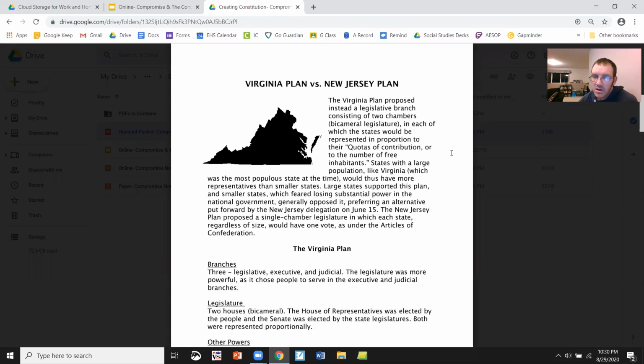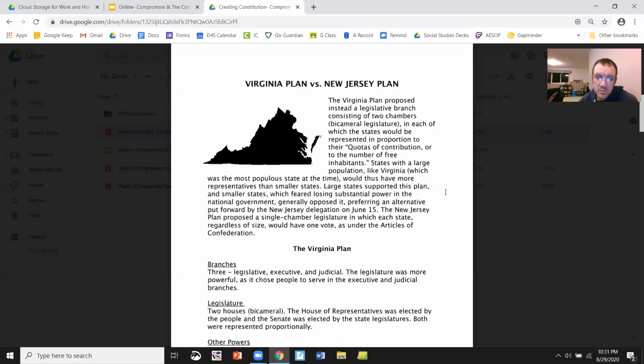All right, let's break that down. Basically what they're saying here is, vote the number of members you have based on your population. So if you have a higher population, you get more members. If you have a lower population, you get less members. You want more members to have more power, obviously. States with a large population like Virginia, which was the most populous state at the time, would thus have more representation than small states. Of course, Virginia loves this plan. They get a ton of say in the government. A small state like New Jersey or Rhode Island will get next to none.